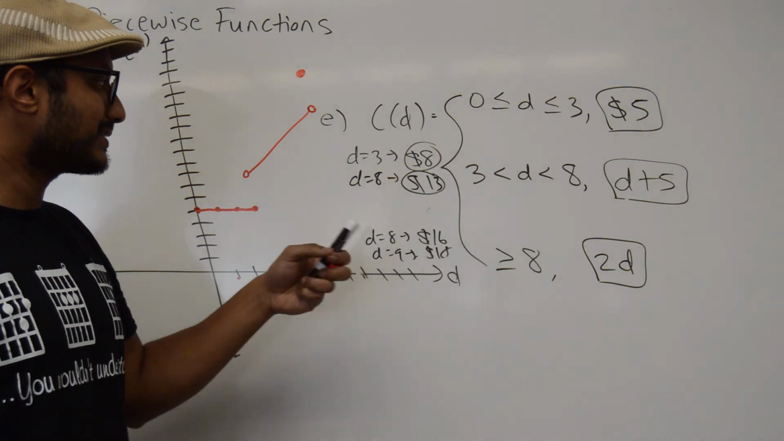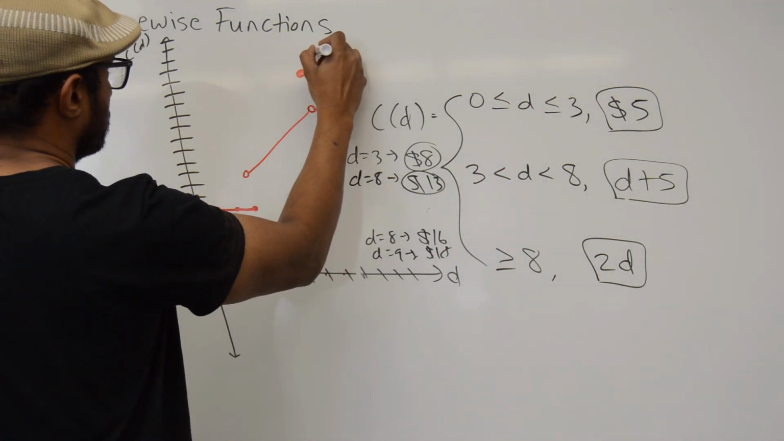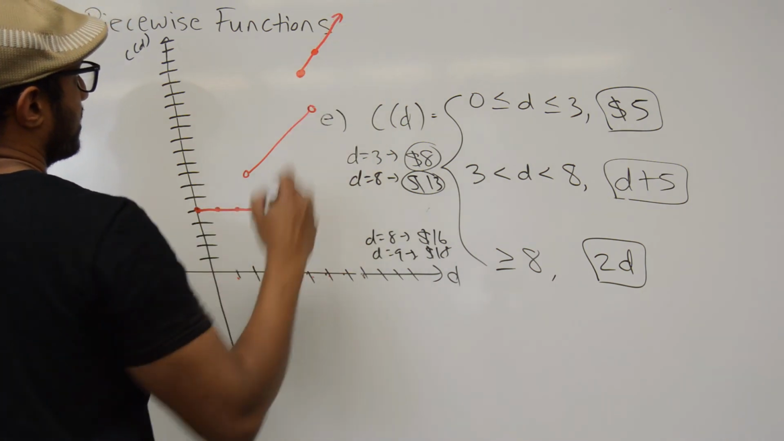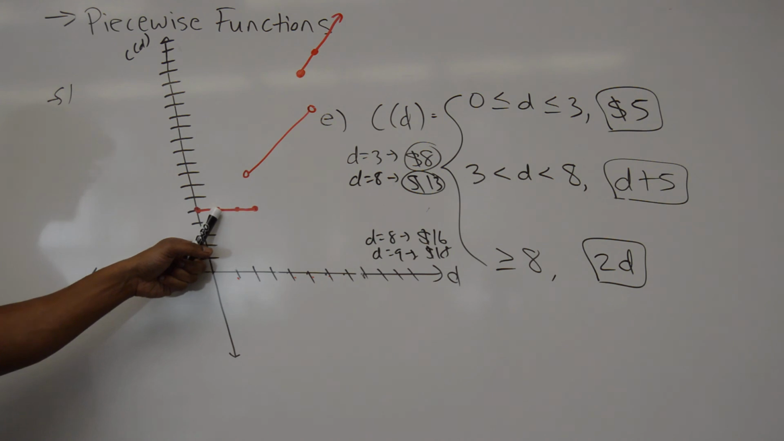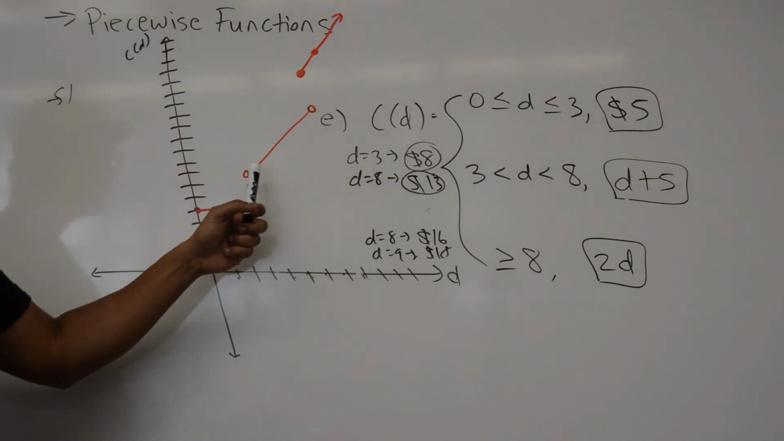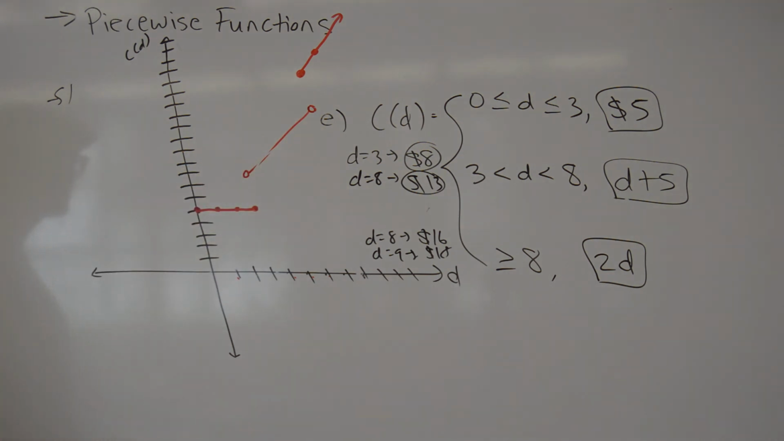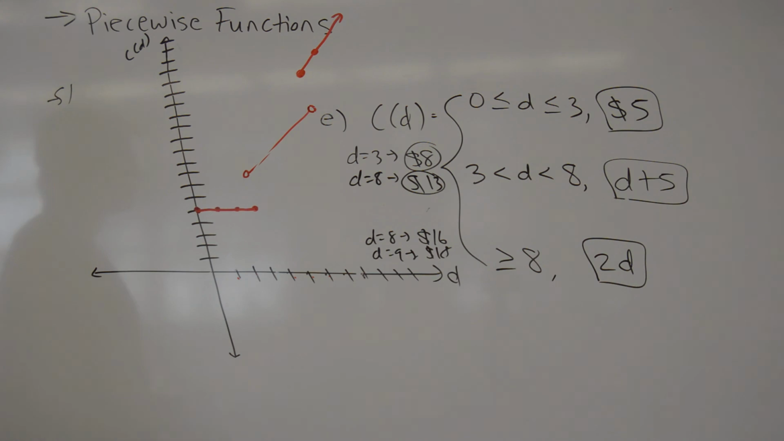If D equals 9, it's $18. So if D equals 9, then you're going to have $18. So it looks like this. So between 0 and 3 gigabytes, your cost is $5. Between 3 and 8 gigabytes, your cost is D plus 5, which is given by this. And then if it's more than or equal to 8, it's 2D, which is given by this.